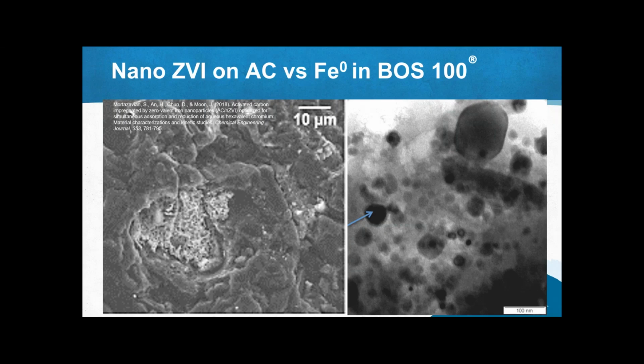Now on the right side is an XRF image, which is an X-ray image of BOS 100. And what you're seeing is the difference between that, which you see on the left-hand side, versus metallic iron, which is structurally part of the BOS 100. And that's the lesson of this particular picture. On versus in.